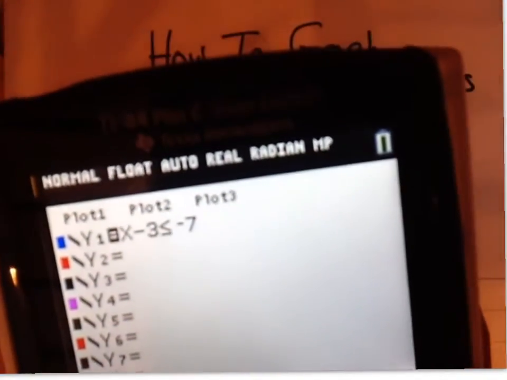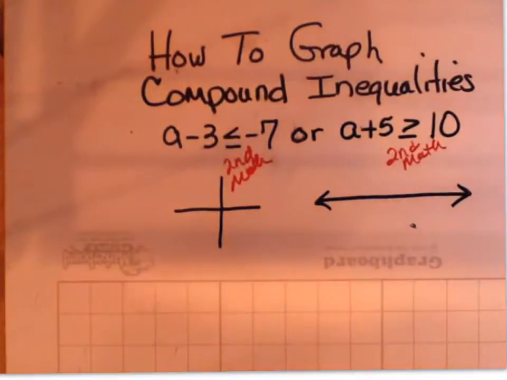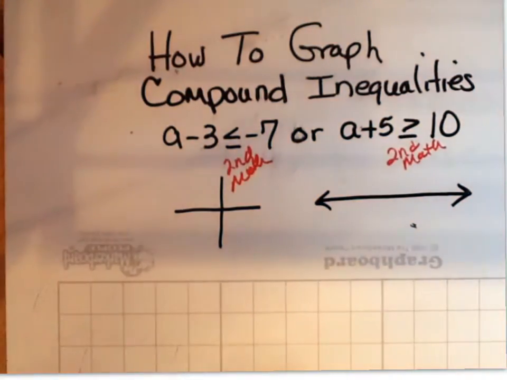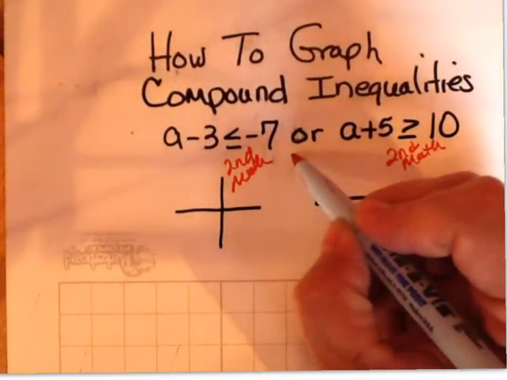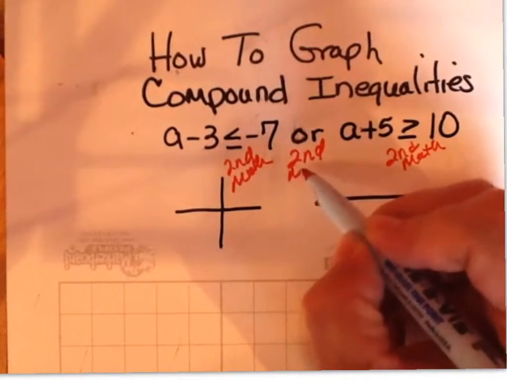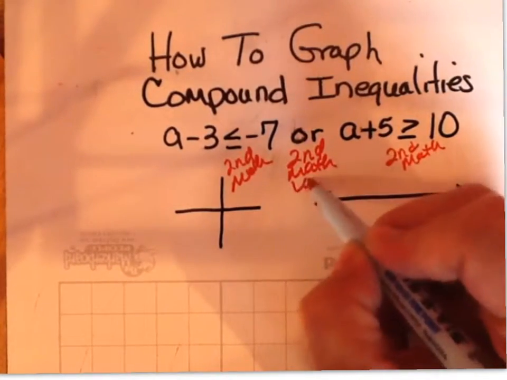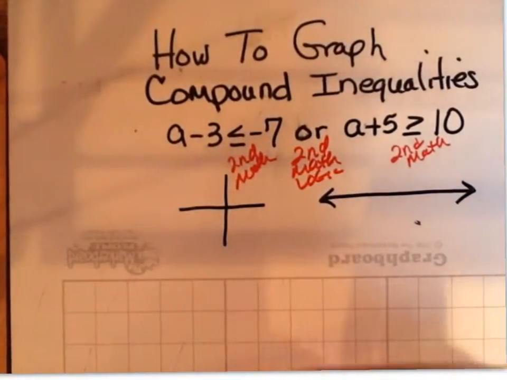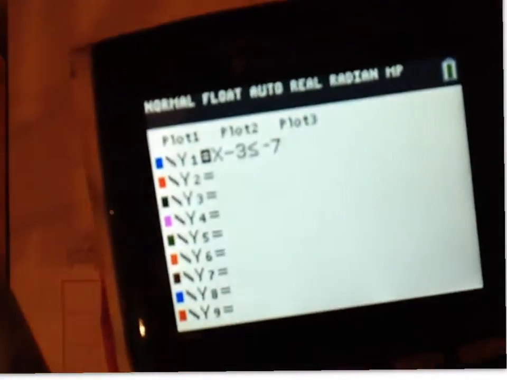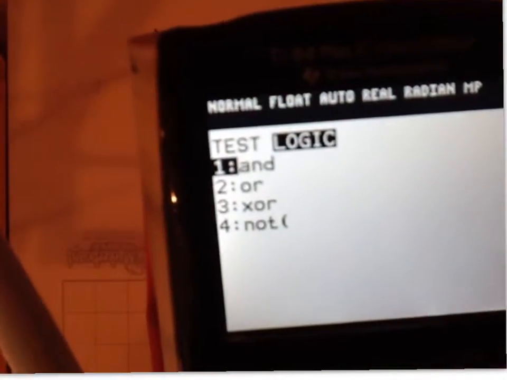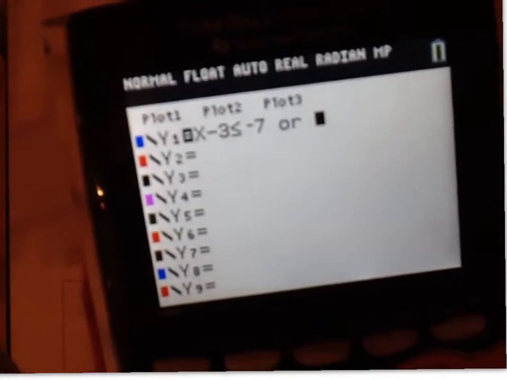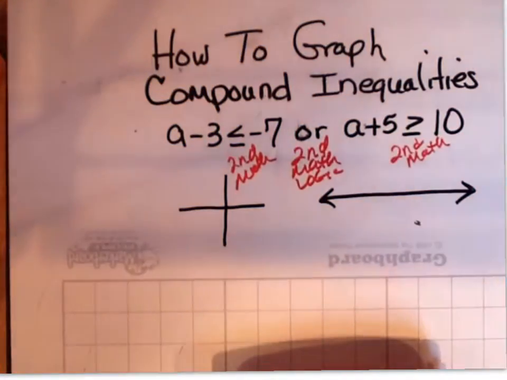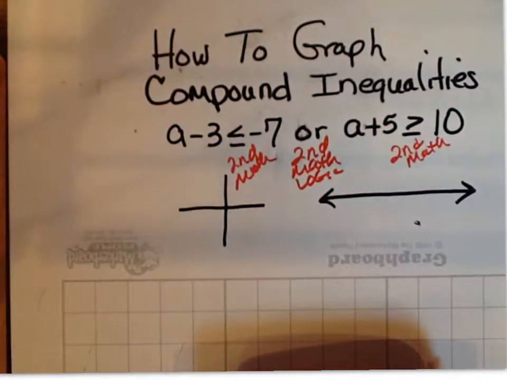Alright, so now I've got that compound word there, and it is or. To get to that compound word, all we have to do is hit second and math, but this time we go over to logic to get the word or. So I'm going to go to second and math, and then I'm going to go over to logic, and I'm going to get the word or, and I'll hit enter there. And then I just put in my second inequality.